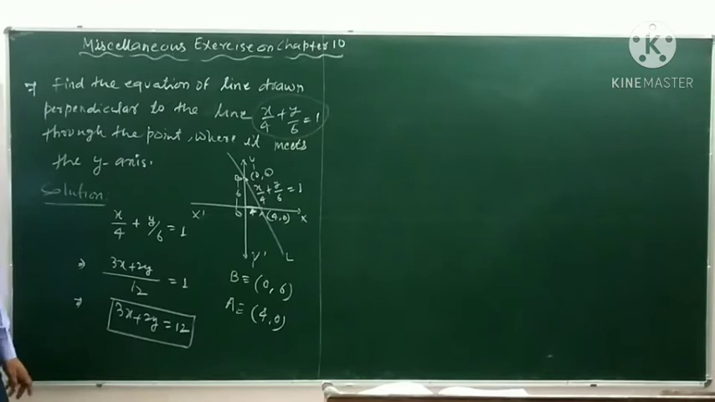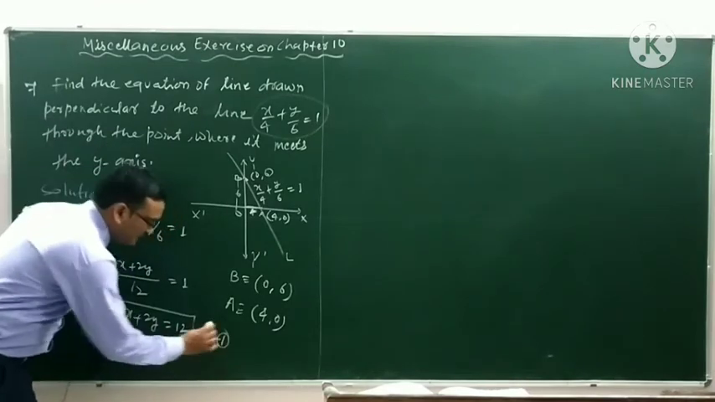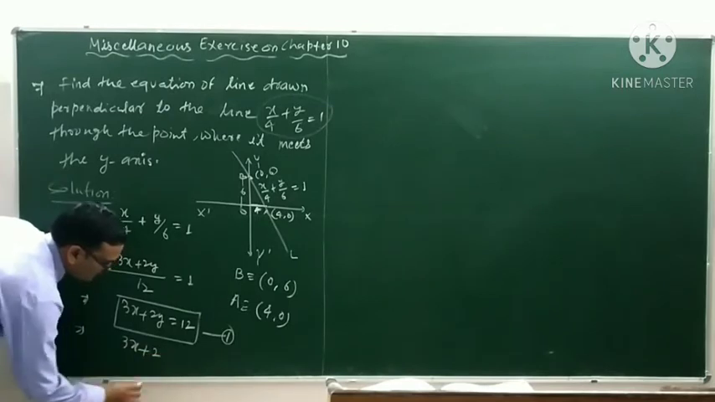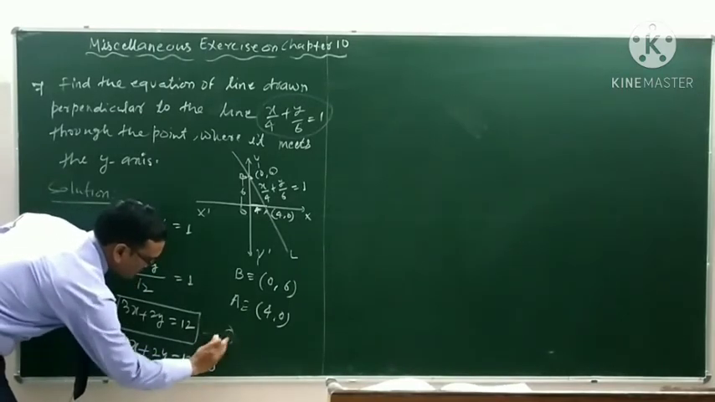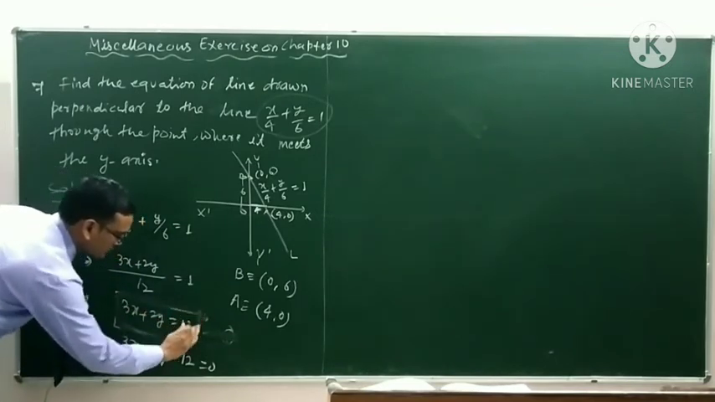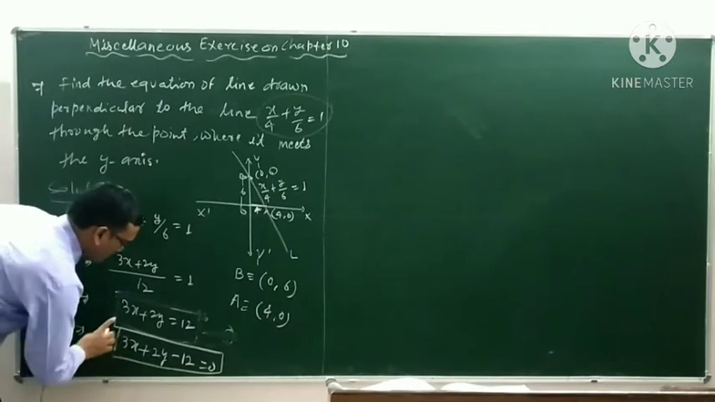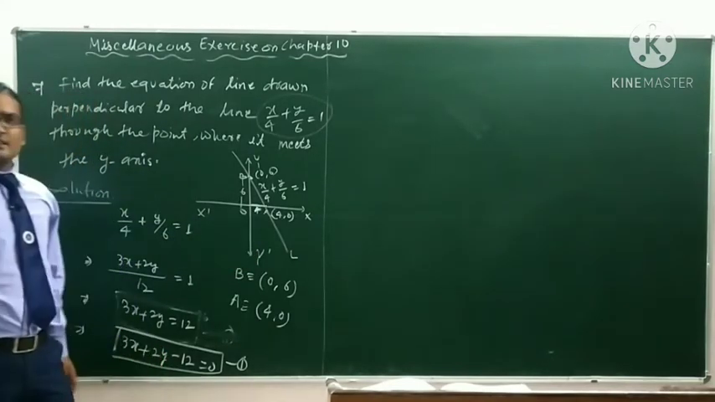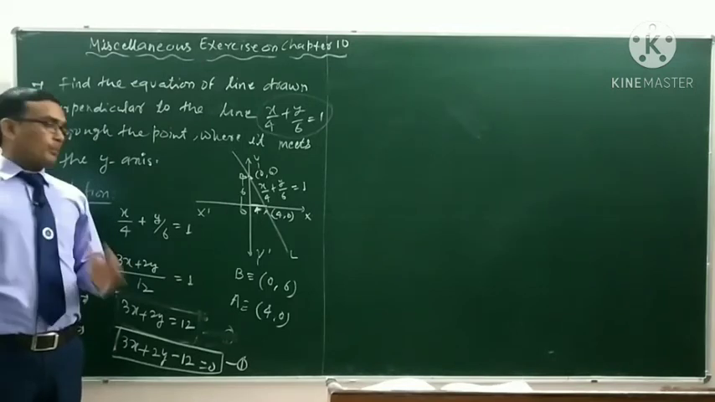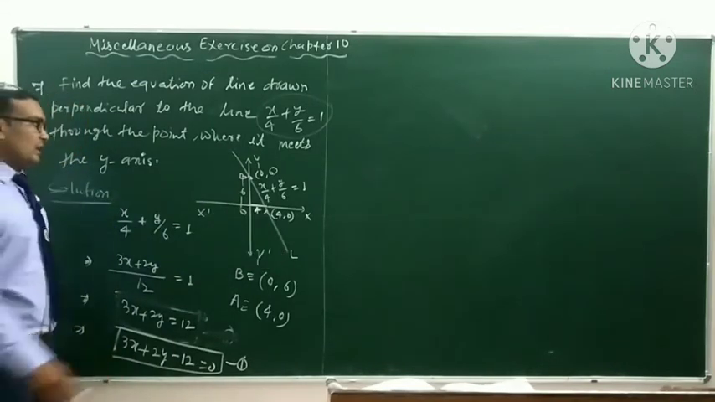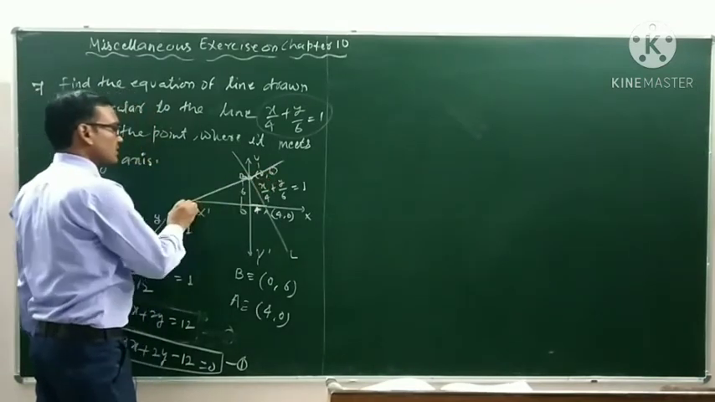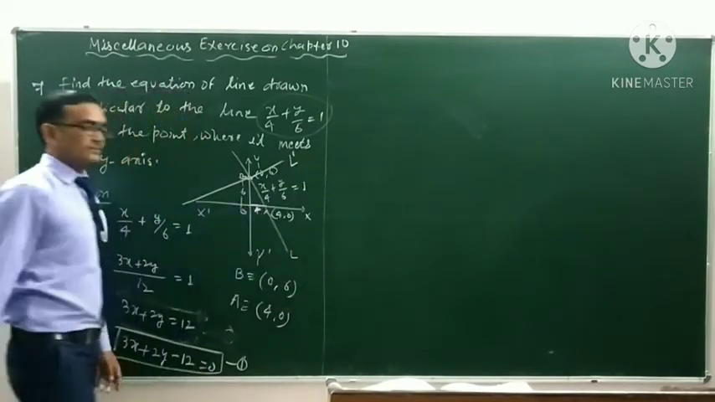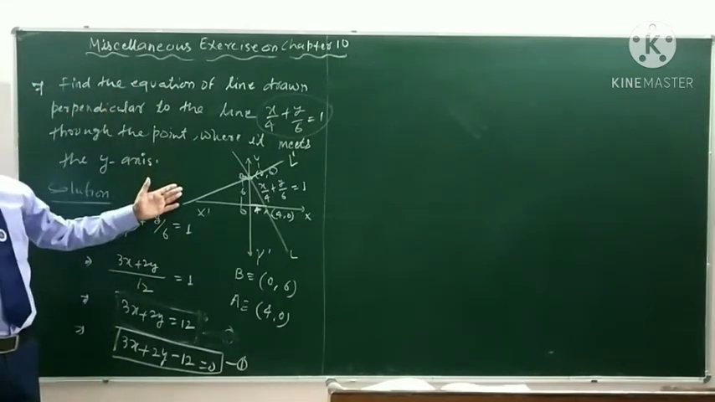We find the equation of the line which is perpendicular to the line L. This is also written as 3x plus 2y minus 12 equal to 0, which is the equation of line L. We find the equation of the line perpendicular to the line L and passing through the point B. We find the equation of the line L dash.